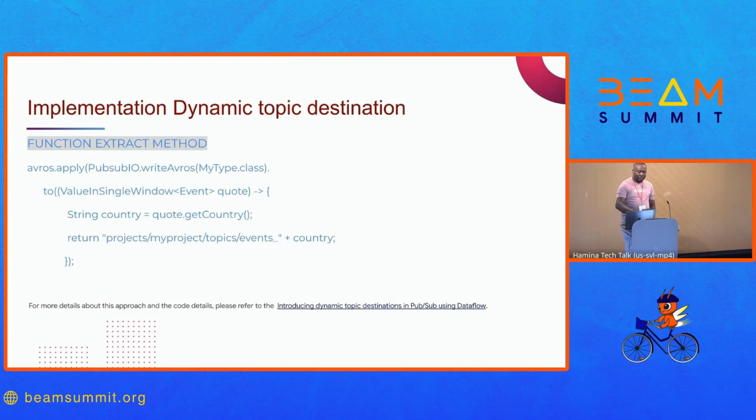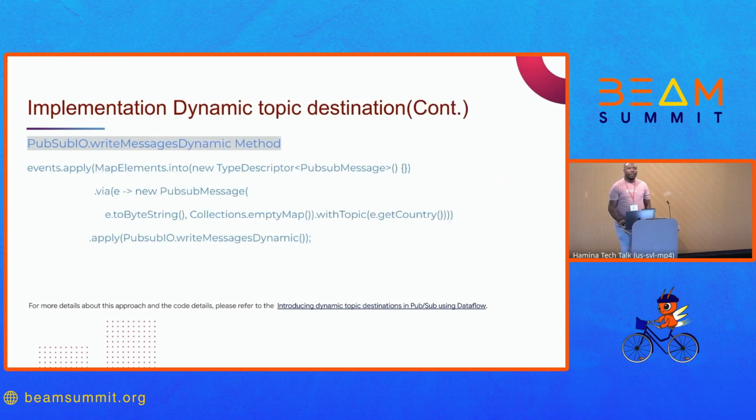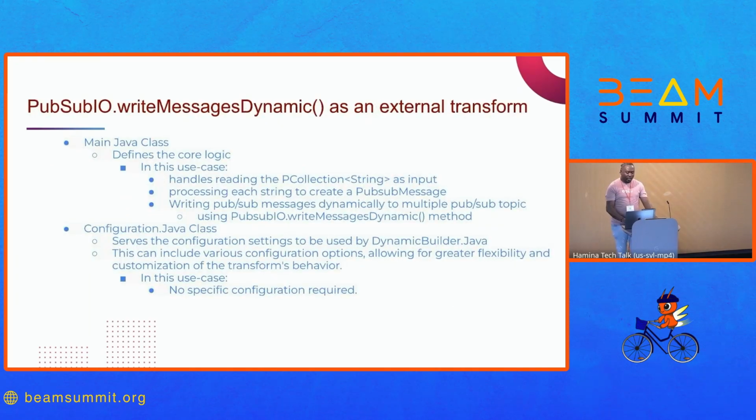The implementation of dynamic destination, which is the feature I'm talking about on Google Cloud PubSub, involves a function extraction method where you're pulling out the PubSub topic and using the writeMessageDynamic method that is, again, only available on the Java SDK. So if you have a Python pipeline, you need to consider how to implement this. That's why we decided to use what we call the cross-language transform, which Apache Beam provides for connectors available in one language to be used in another language. In our use case, it's a Java method that we're trying to implement as an external transform in a Python pipeline.